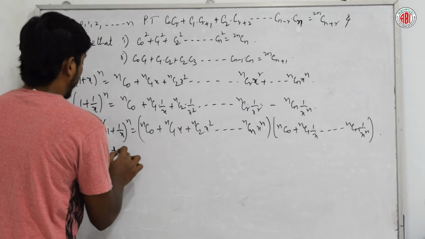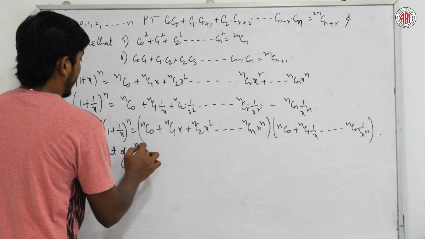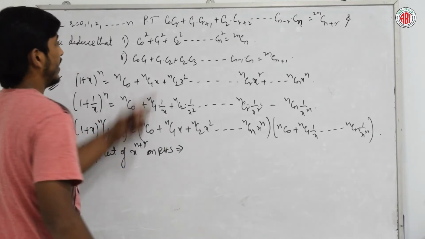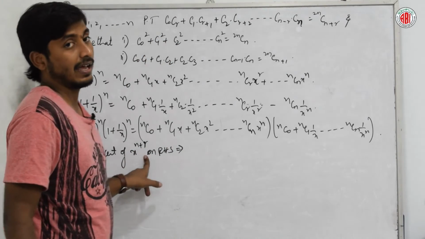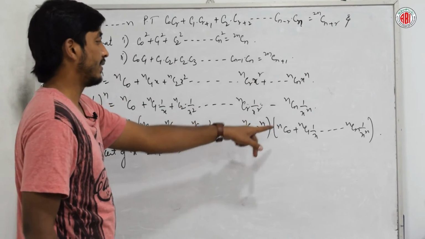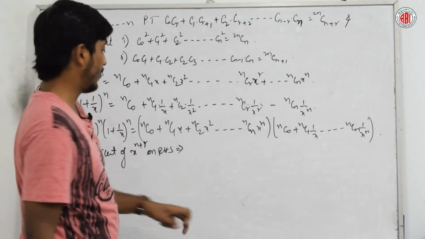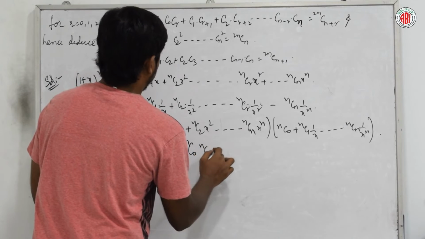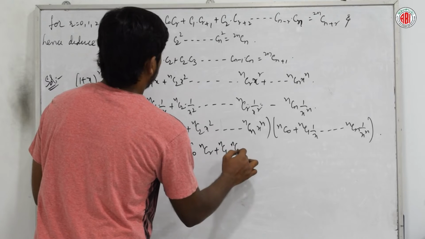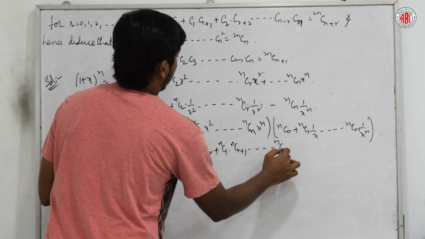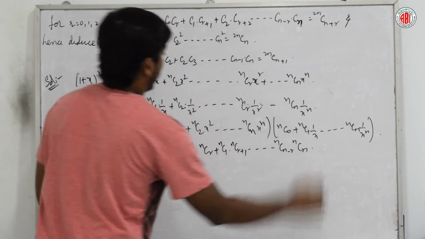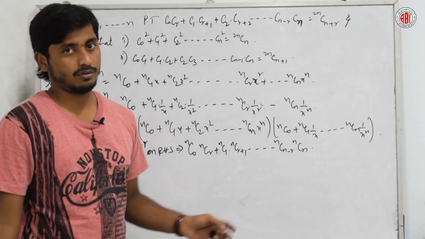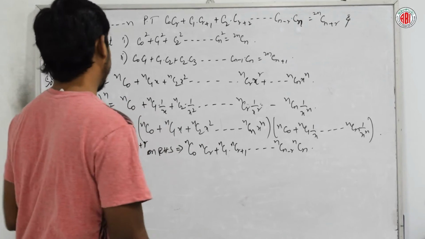Coefficient of x power n plus r on RHS is nothing but this term x power n plus r. That will be n plus rth term there, n plus rth term there. If you multiply, you will directly get it as nc0 ncr plus nc1 ncr plus 1 and so on up to ncn minus r into ncn. Right? If you multiply, you will get these terms, no doubt. Right? What about the LHS?